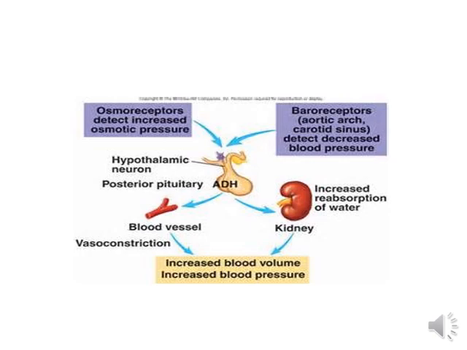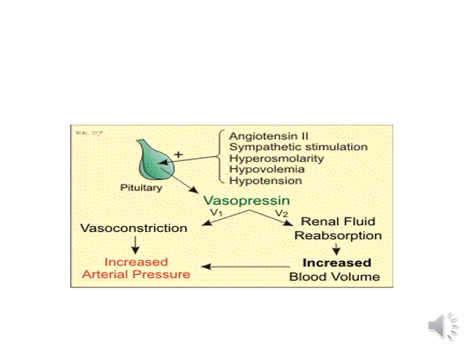In the next slide we see that vasopressin or ADH has different receptors in different organs. When the level is physiological, we call it ADH, and it goes to the renal duct and acts through the V2 receptors to reabsorb the renal fluid from the urination. So it will increase the blood volume, and ultimately the arterial pressure will be increased.